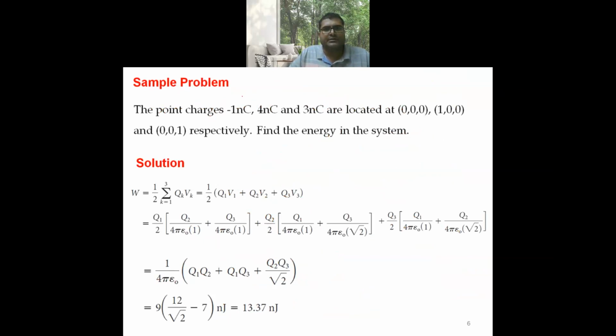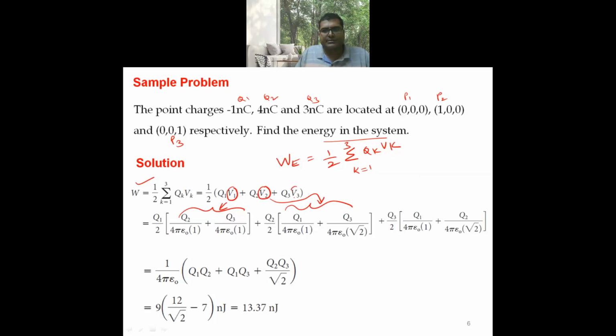Refer to the sample problem. Here, 3 point charges are given, Q1, Q2, and Q3, with position vectors at points P1, P2, and P3. We are supposed to calculate the energy in the system. You can follow the energy stored in the system. The equation is half into summation k from 1 to 3 of Qk Vk. Here V1 is the potential at P1 due to Q2 and Q3 charges, the potential at P2 is due to Q1 and Q3 charges, and the potential at P3 is due to Q1 and Q2 charges. Substitute the parameters to get the final solution.